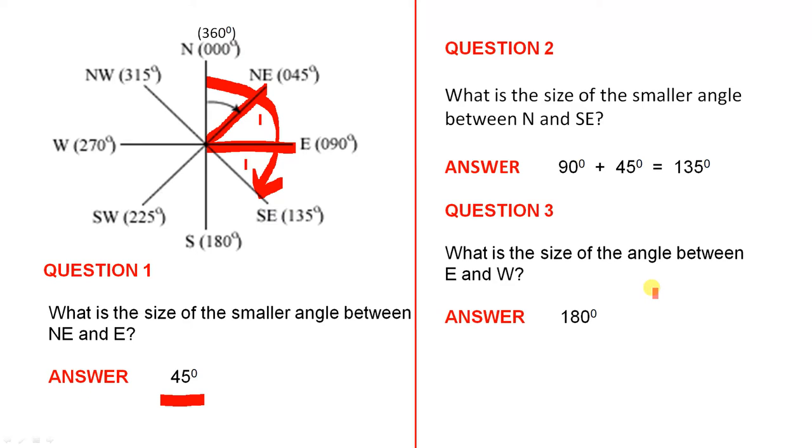What is the size of the angle between east and west? Now that's a straight line. Now we know the angle in a straight line is 180 degrees.